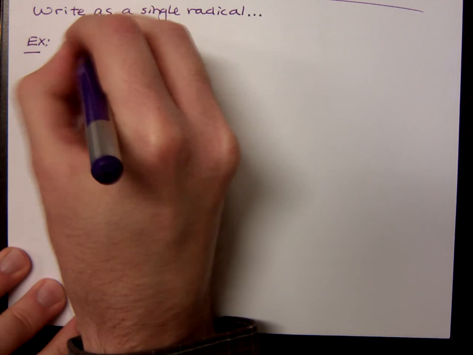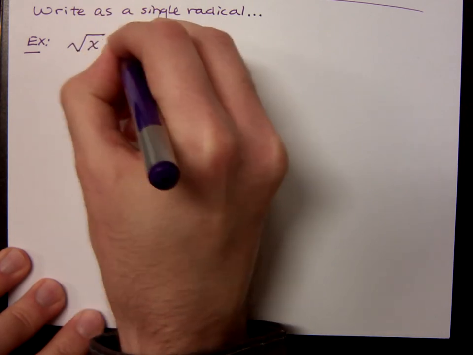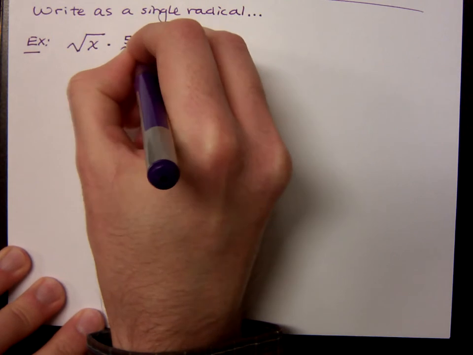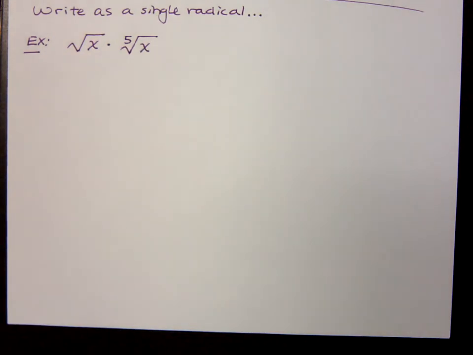We're going to take the square root of x times the fifth root of x. These guys have a different index. They have different indices. So I need to combine these guys, but I can't do that right now as it stands. The first thing I need to do is to rewrite this using exponents, because like we saw in the last example, if I rewrite using exponents, there's a lot more stuff that I can do with that.